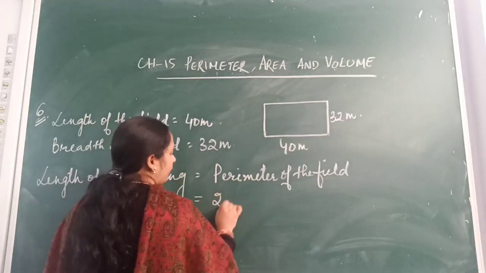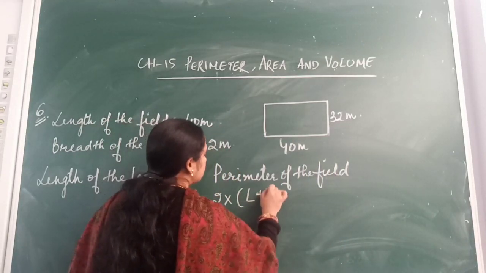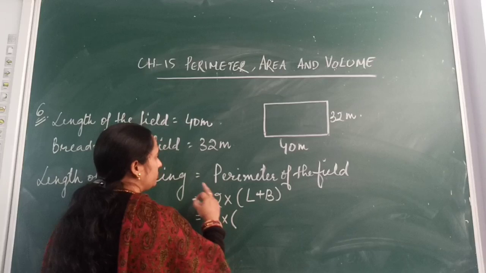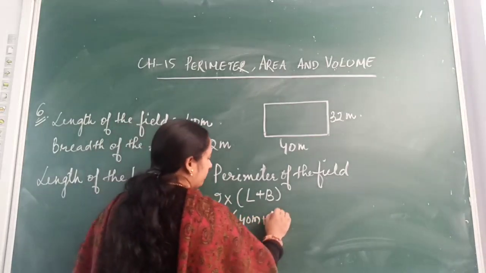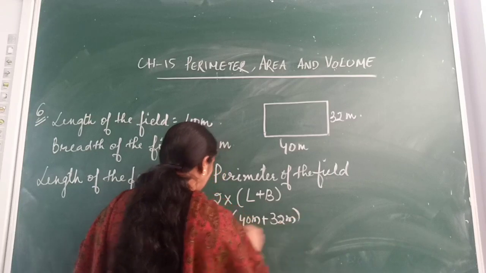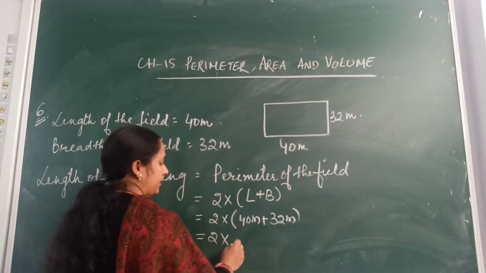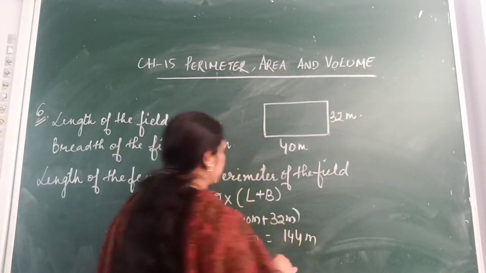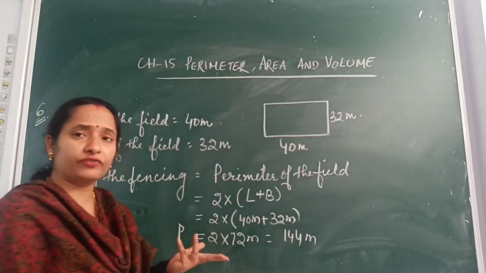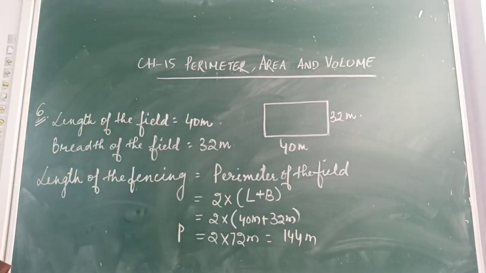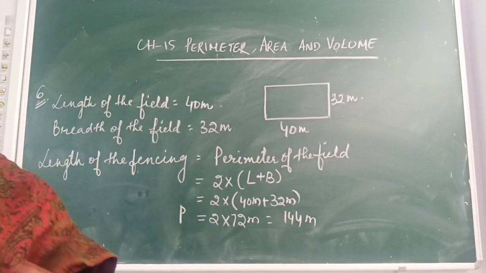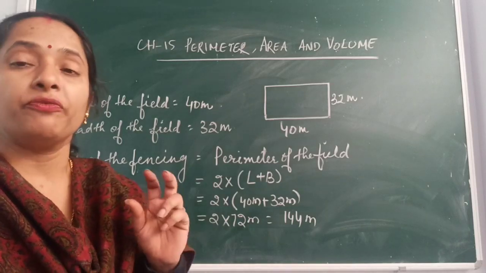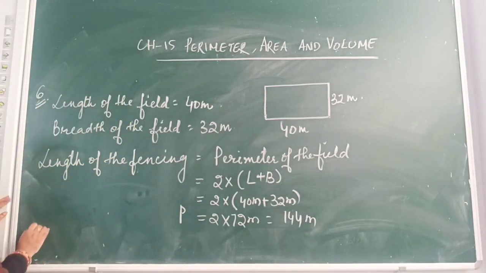Now we know the formula for perimeter, that is twice of length plus breadth, that is equal to 2 multiplied by length, which is 40 meter, plus breadth, which is 32 meters. Now this is equal to 2 multiplied by 72 meters, that is 144 meters. So you got the perimeter, how much? 144 meters. Now what we need to find actually? Here the cost of fencing per meter is given to you.